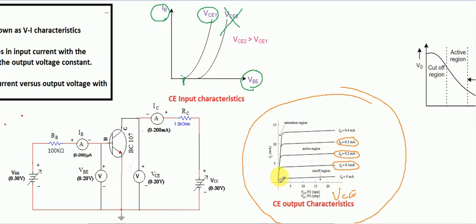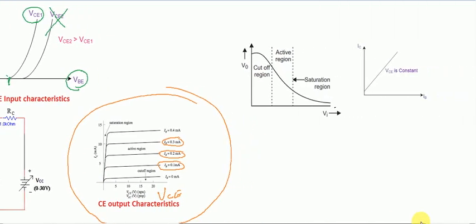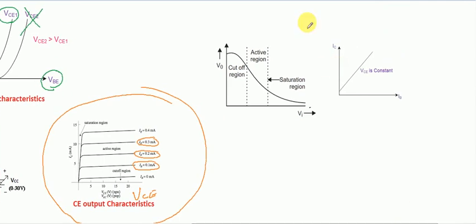And their value reduces quickly to zero when you reduce the output voltage VCE. To explain the saturation region, active region, and cutoff region, it is better to consider another type of characteristics that is known as transfer characteristics.